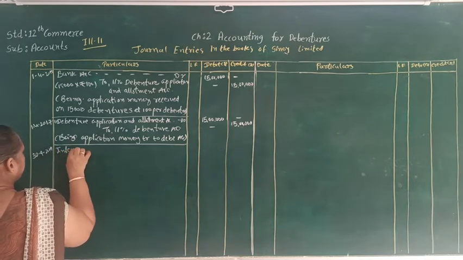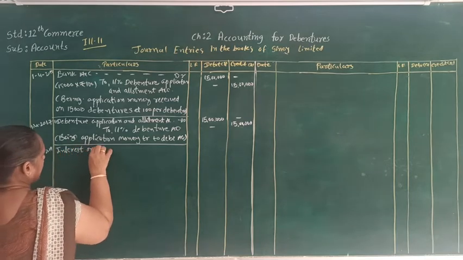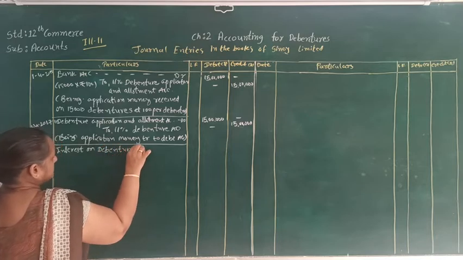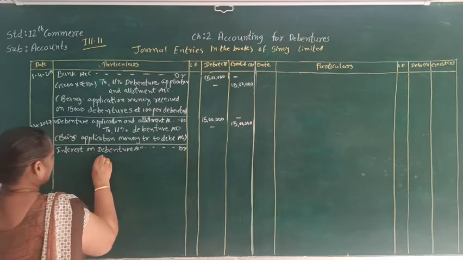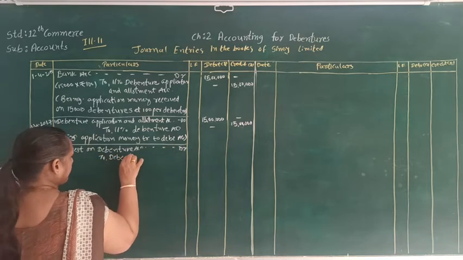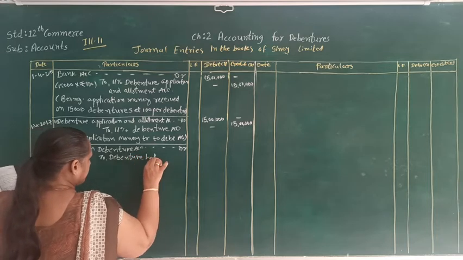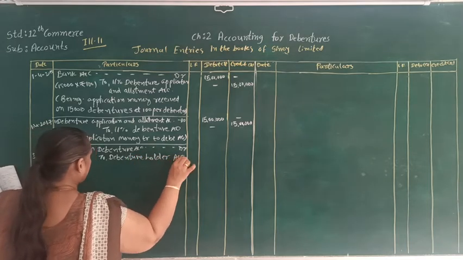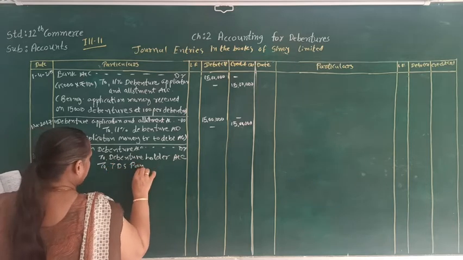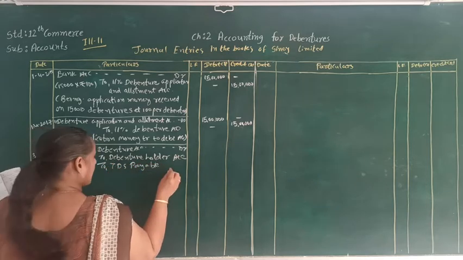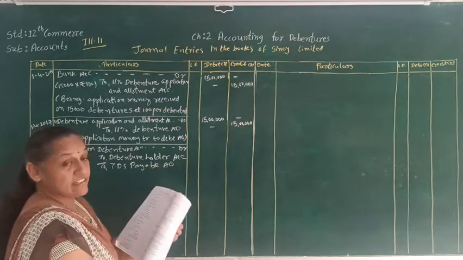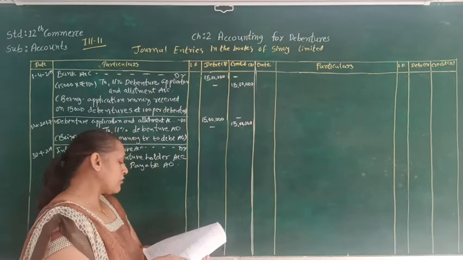Interest on debenture account debit to debenture holder account and to TDS payable account. So here we have to calculate the amount of interest as well as the amount of tax.